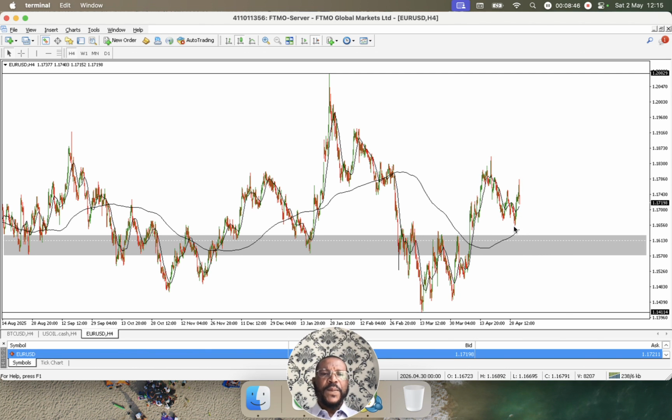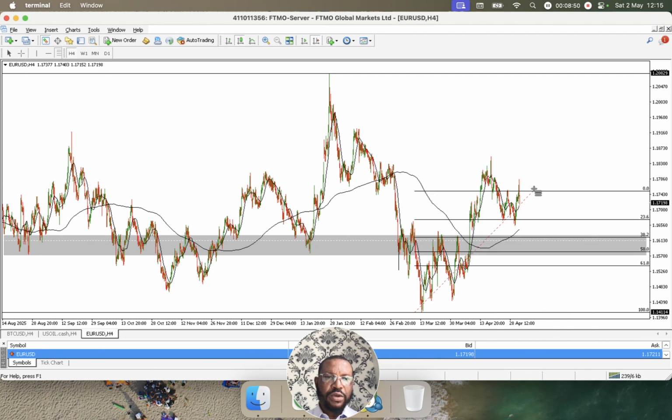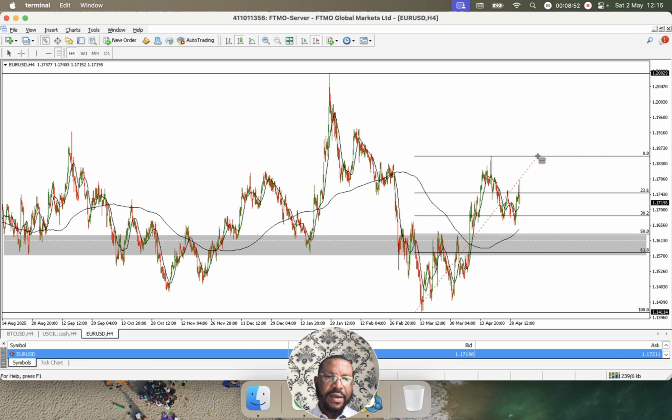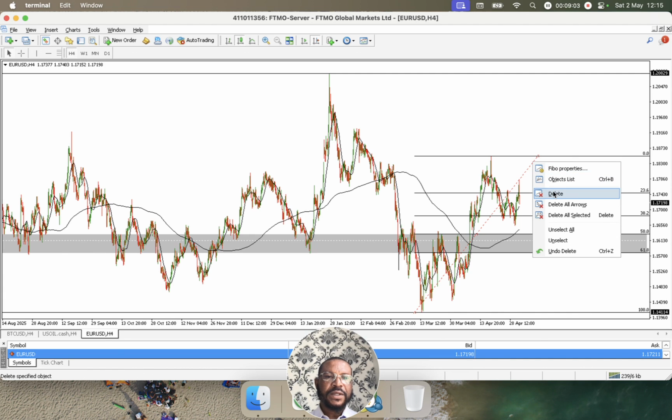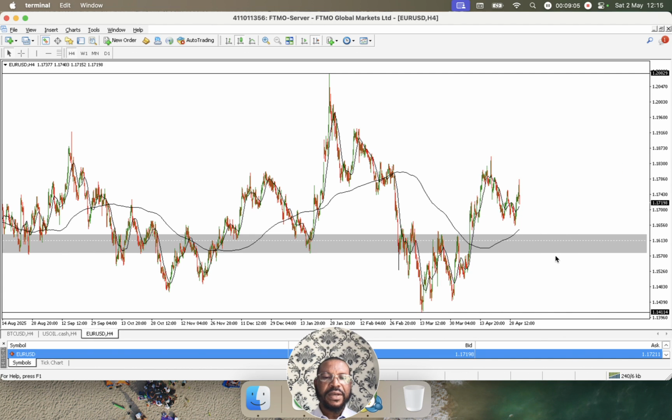So if I take my Fibonacci from this low to this high, I can see that this level lined up with my Fibonacci's 50, 61.8. I like to take this Fibonacci, this 50, 61.8, because these areas are not specific areas. It's a zone. Market might come here and come down further before it starts to go up. So I like to take it as a zone. I don't want to take it as a specific line.